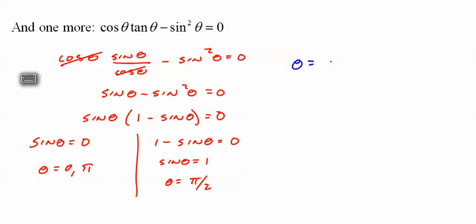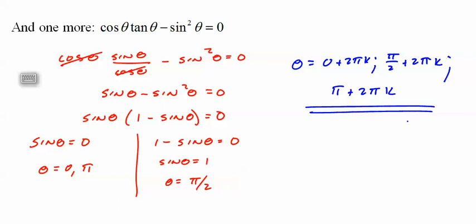Theta equals 0 plus 2 pi k. Pi over 2 plus 2 pi k. Pi plus 2 pi k. That's all the answers there are. Tricky stuff, but you guys are smart. You can handle it. Good luck.